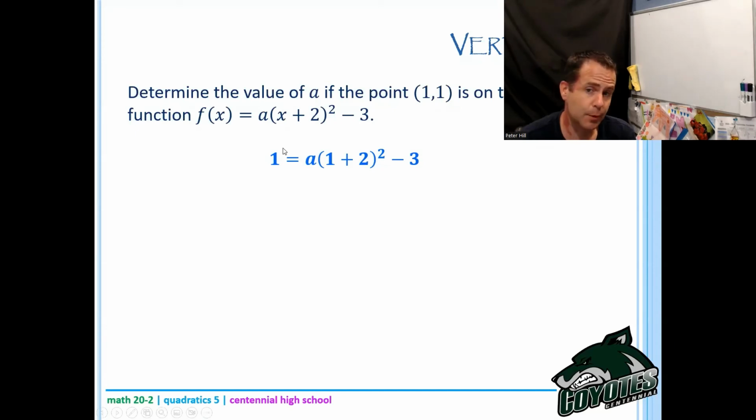I'm going to add 3 to both sides, so there'll be a 4 over here. 1 plus 2 is 3, and 3 squared is 9, so this will be 9a. Then I would have to divide both sides by 9, and I would get a equals 4 over 9. Awesome.